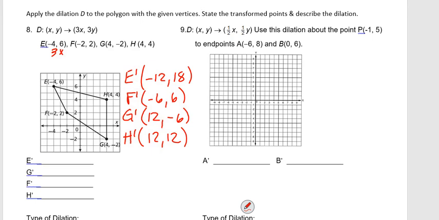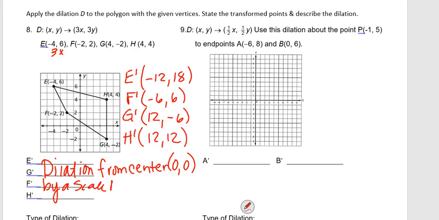Then it says what happened. So this was a dilation. I'm going to write it here. Dilation from center 0, 0, by a scale factor of 3. So we know this was an enlargement, right? Because it got bigger.